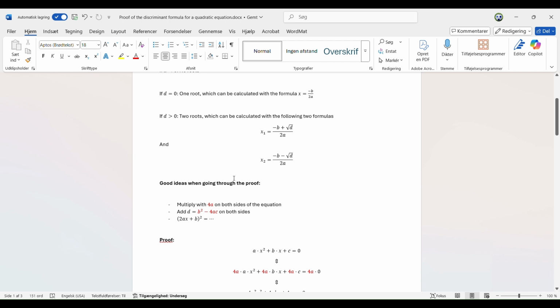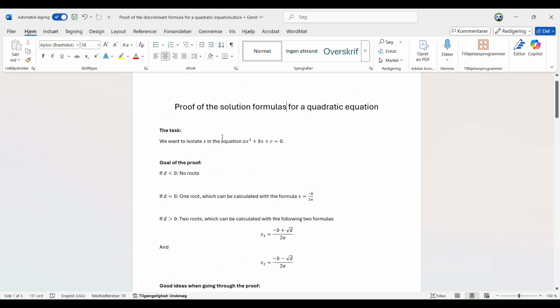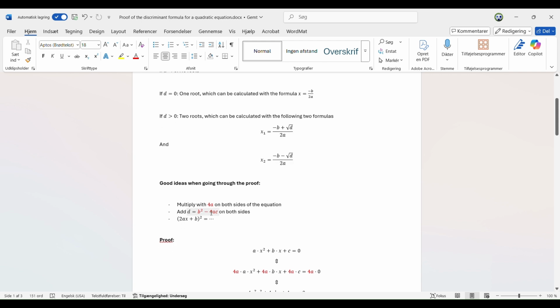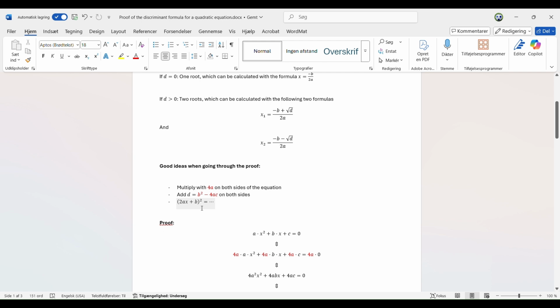For the proof, we've got some good ideas. First off, we want to multiply with 4a on both sides of the equation. So we start with this equation up here, and we do some stuff to it to get to this x and get these formulas down here. We firstly multiply by 4a, then we add the discriminant, d, which is equal to b squared minus 4 times a times c, on both sides. Then we look at this expression here, and we look at what that is equal to down in the proof.